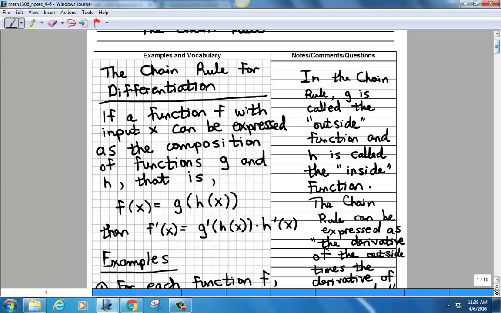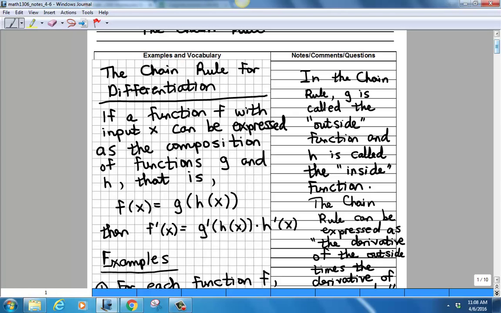When you see the rule written out formally, it doesn't have much meaning until you start seeing some examples. So suppose you have a function written as the composition of two functions. Suppose your function can be written as the composition of two simpler functions. In this example, I start with a function called f, and suppose you can write f as the composition of two simpler functions, g and h. Suppose that's possible for some reason.